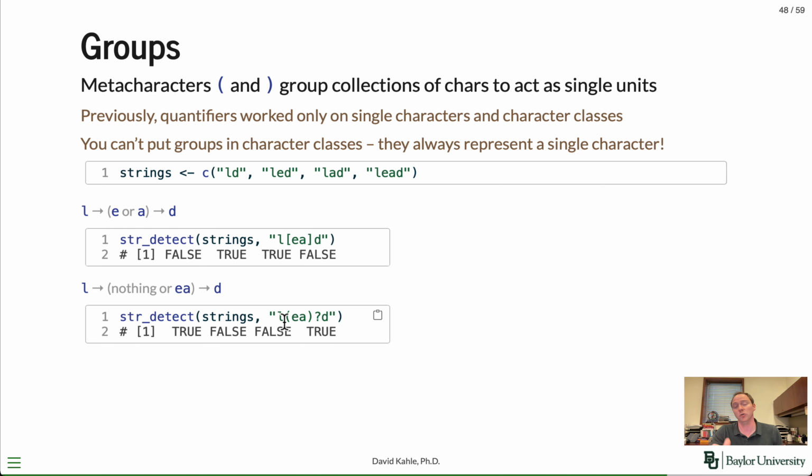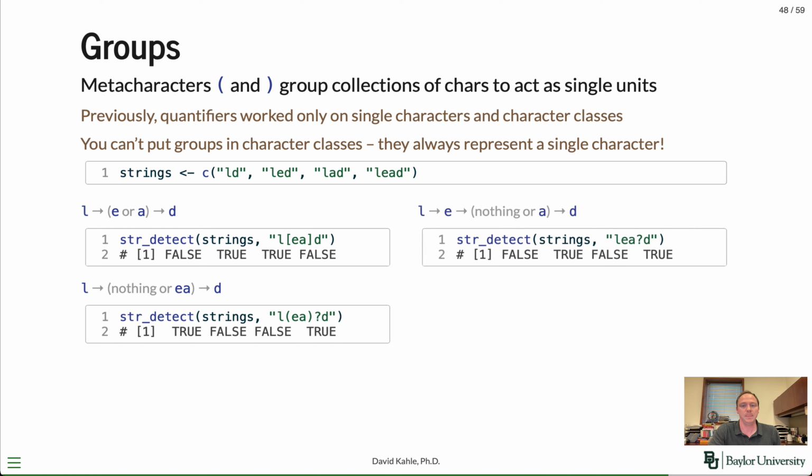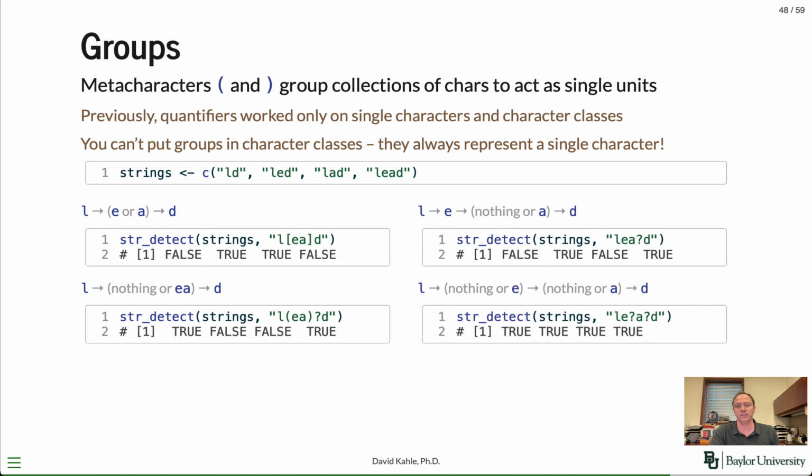A group and a quantifier. So L, group EA, and that group could either be wholly there or wholly gone, right? That's the quantifier question mark, and that gets kind of the opposite of this. So it matches LD, it does not match LED or LAD, but it does match LEAD. And there are other permutations of this that show the grouping is actually doing something meaningfully different.